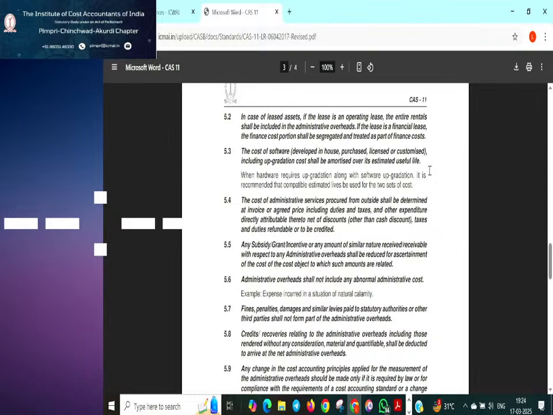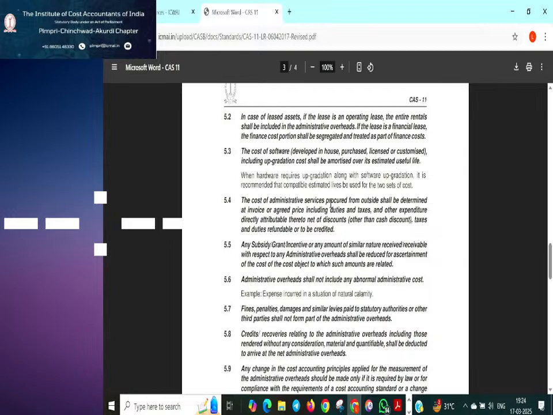Then when hardware requires upgradation along with the software upgradation, it is recommended that compatible estimated lives be used for the two sets of cost. Because if hardware and software are together, then both should have compatible lives so that you can amortize and depreciate accordingly.